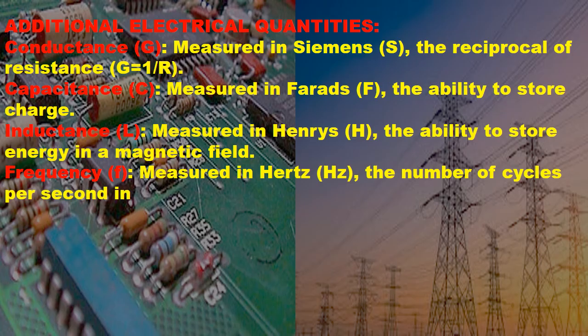We also have frequency, measured in hertz, the number of cycles per second. Later, when you come to different power sources, you will see that we have DC and AC. Frequency comes into play when we talk about AC power, alternating current. So it's one of the electrical quantities that we are going to look at.